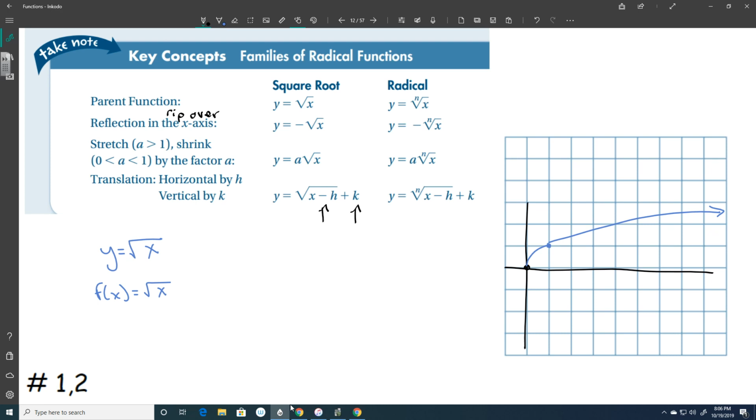If there's a number inside the square root, if I have something happening on the inside, that's going to be my right and my left shift. But remember, it's going to go in the opposite direction. If it's a negative number, it's going to shift me to the right. If it's a positive number, it's going to shift me to the left.